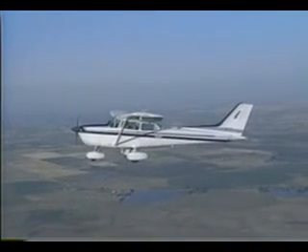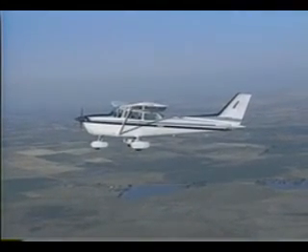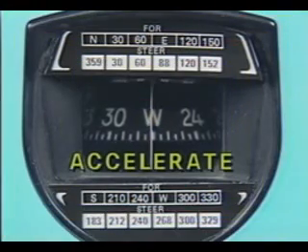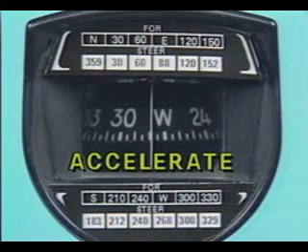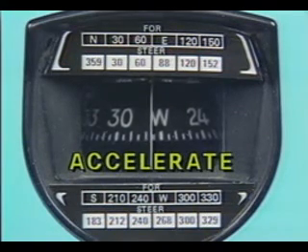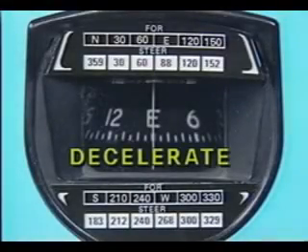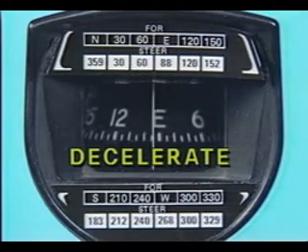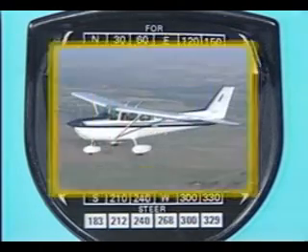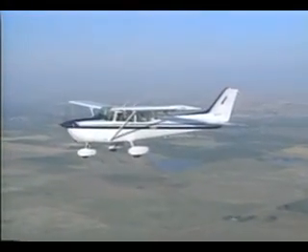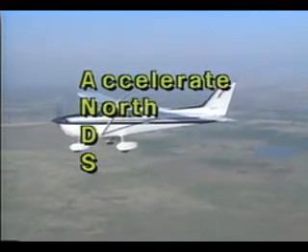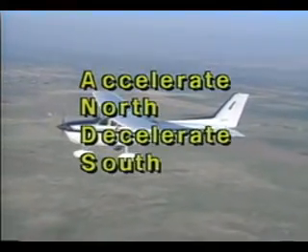Errors also occur when you're accelerating or decelerating, especially if you're flying on an east or west heading. When you accelerate, the compass will indicate a turn to the north, even though you're still flying straight and level. The opposite is true when decelerating. In this case, the indication will be toward the south. A simple memory aid to help you remember which way the compass will move is ANDS, which stands for accelerate north, decelerate south.